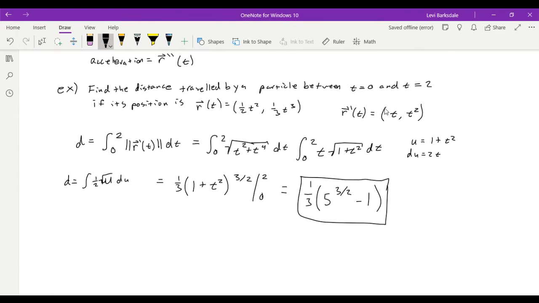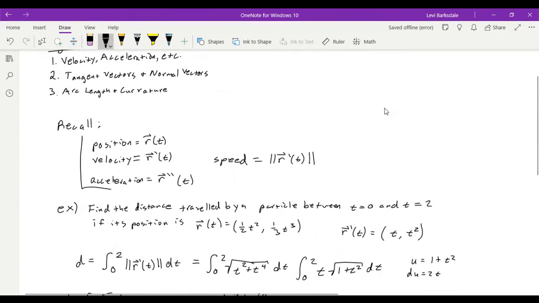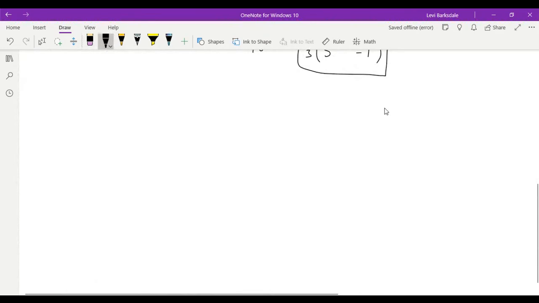But again, the important thing to know here is that position is the integral of velocity, so velocity is the derivative of position, acceleration is the derivative of velocity, and speed is the magnitude of your velocity. All right, that'll be it for the velocity and acceleration portion. You can always look back at last week's review as well if you want a more in-depth review of it. Next, we'll take a look at some tangent vectors and normal vectors.